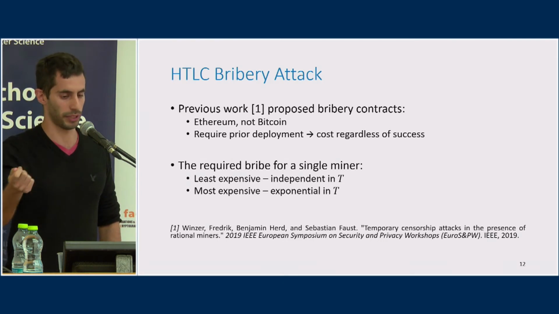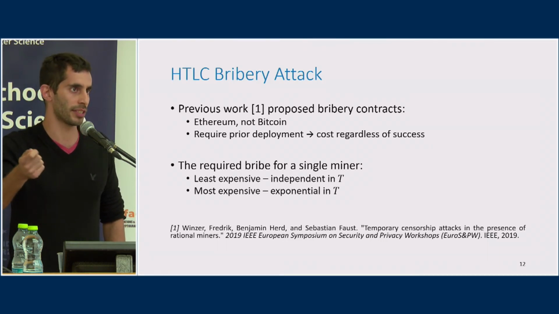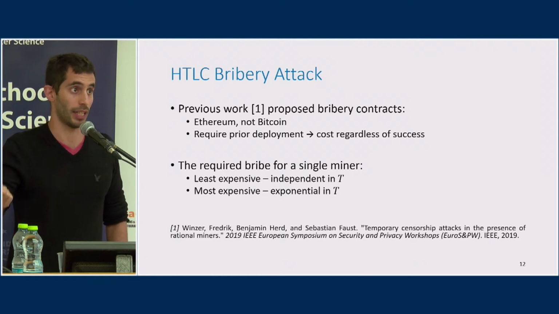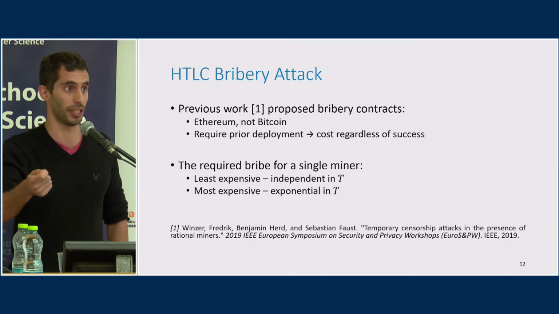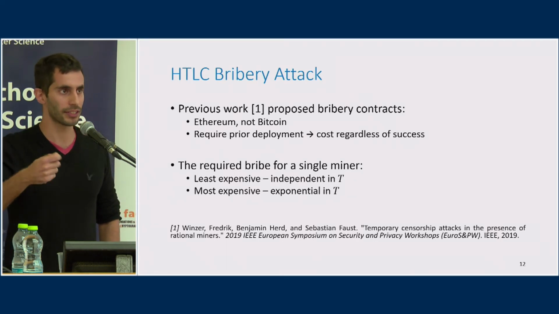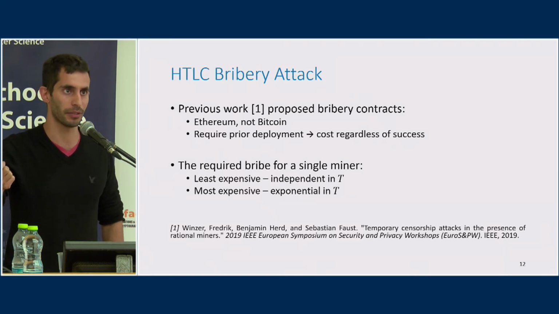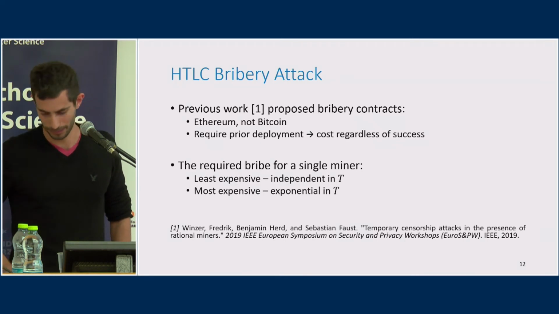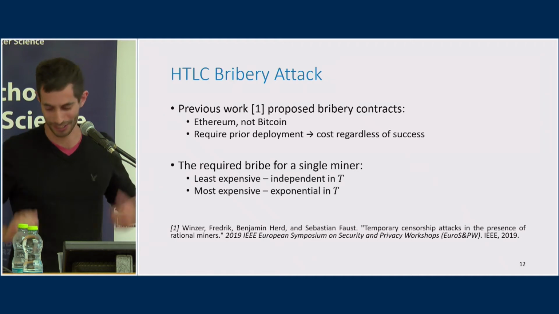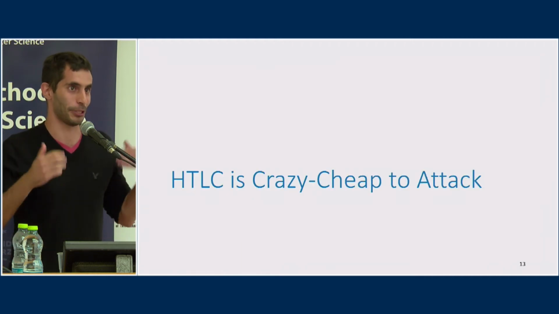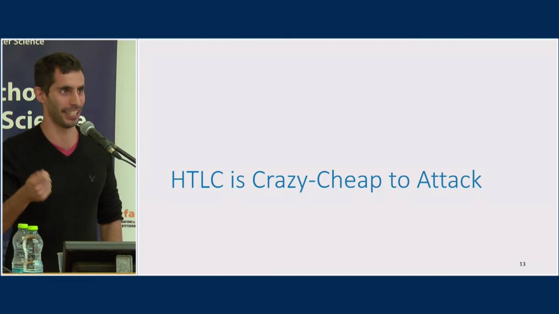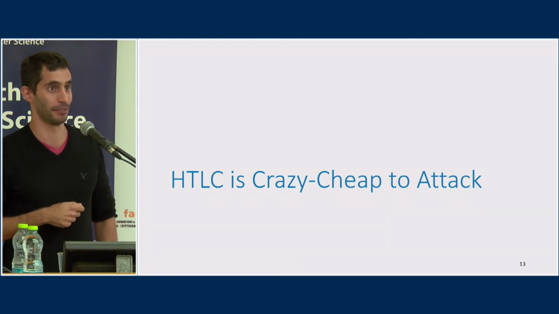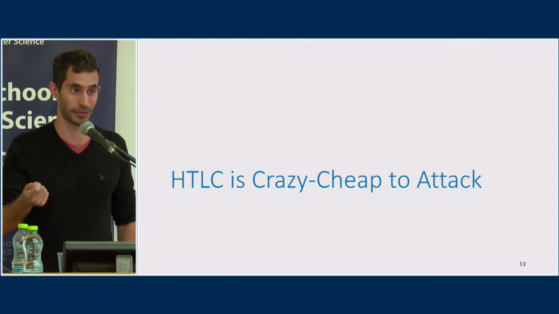So if they all support the attack, then that cost is independent of the timeout. Alternatively, if they all oppose the attack, then that cost is exponential in the timeout. And this suggests that if you just increase the timeout, then you make the attack too expensive to execute. So this is optimistic in a sense. But sadly, we show this is not true, and the attacks are actually simpler and cheaper and are independent of the timeout. And we also show they apply in Bitcoin as well.